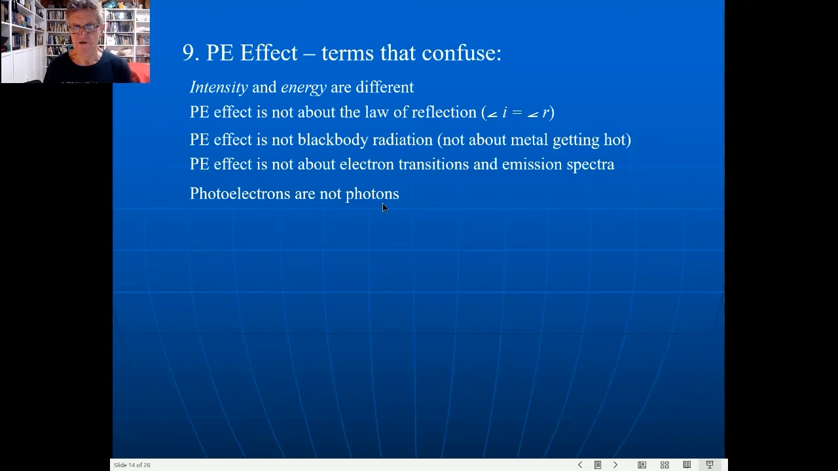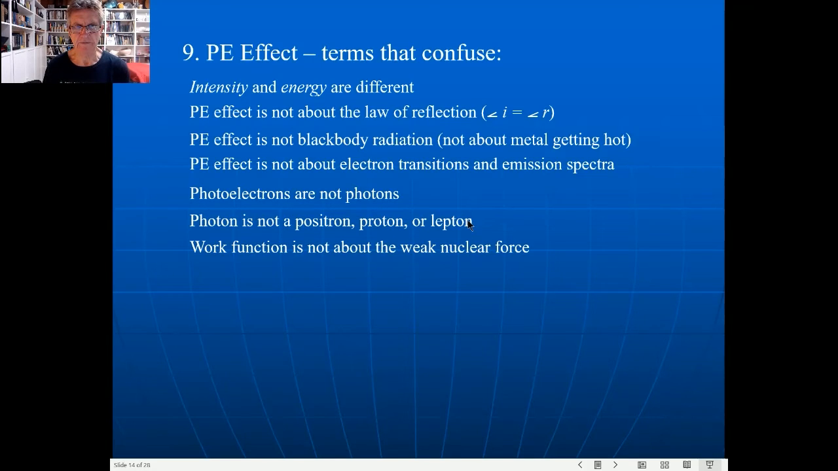Photoelectrons are different to photons. Photoelectrons are electrons. They're electrons that are produced by being struck by photons or light. A photon is not a positron. You often see students writing positron, protons and leptons. That's another one that students do, not so much in the external exam particularly. I'm not trying to say what I see. Just in general, when you're talking to students, they get that tangled up.